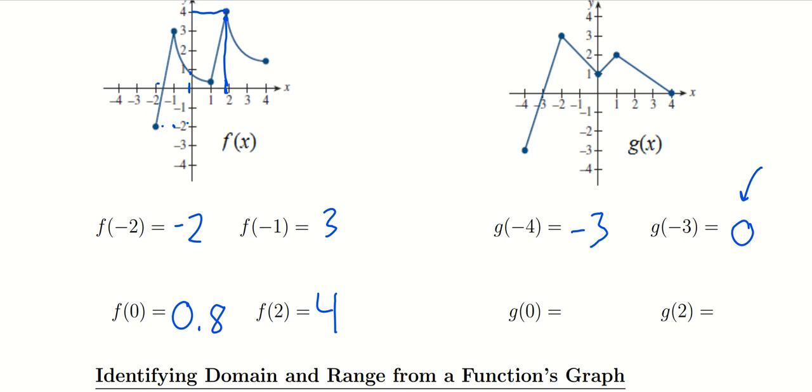The next thing we want to do is evaluate g of 0. When x equals 0, that's right here. We trace it up to the graph, it's right there, and we get the value g of 0 equals 1.